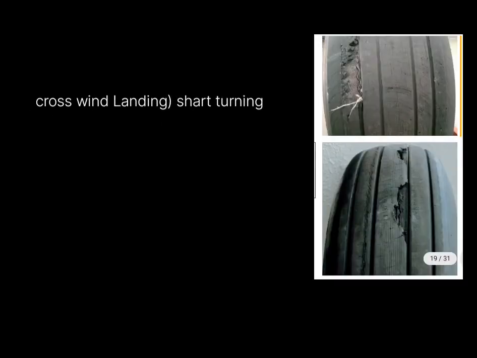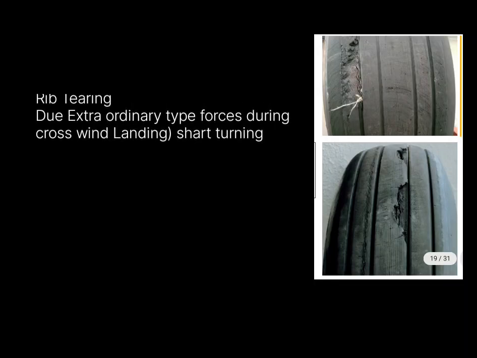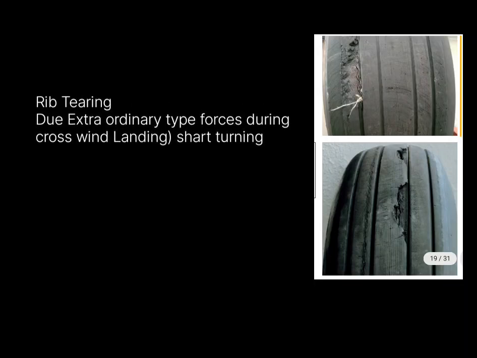Another type is rib tearing. Rib tearing occurs when the tire is subjected to extraordinary side forces during crosswind landing, high speed cornering or sharp turning. If cords are exposed, remove the tire from the aircraft. This is the scenario for rib tearing.